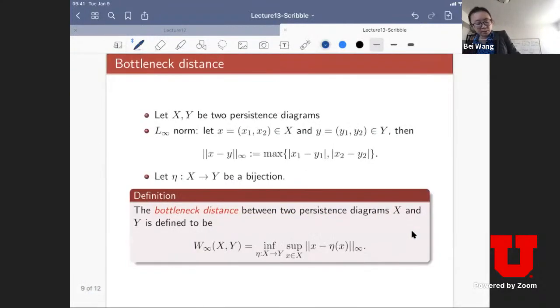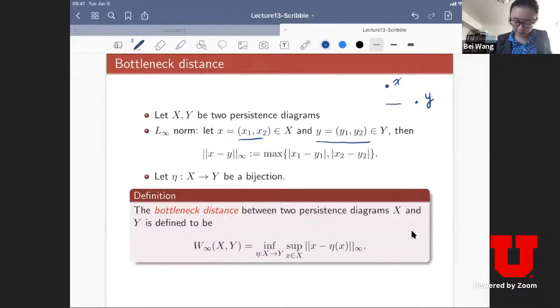Now, if I have two persistence diagrams defined this way, the first type of distance is called the bottleneck distance. This is one of the first distances people defined for persistence diagrams. Imagine a persistence diagram is a bunch of points in this extended plane. First, I'm going to define an L infinity norm. You have two 2-dimensional points, and their L infinity distance is the maximum distance across one of those dimensions. If this is my point X and this is my point Y, the distance along the x-axis is this length, and the distance along the y-axis is this length. The L infinity distance is the longer one.